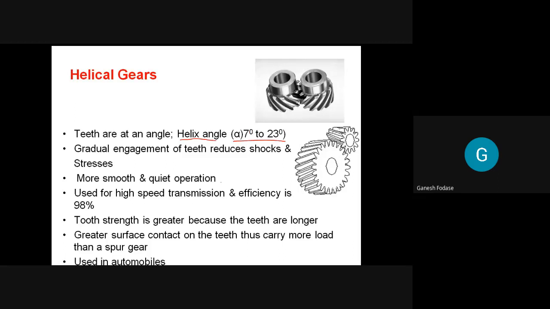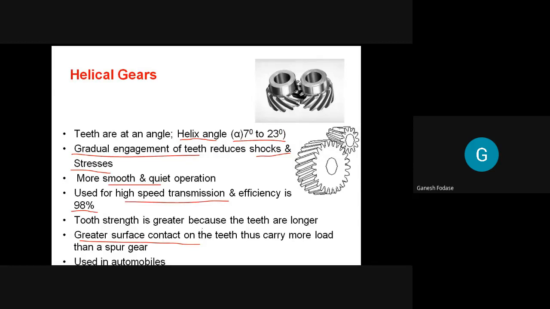degrees. We've seen in helical gear, as the teeth are inclined, there is gradual engagement, which reduces shocks and stresses during meshing of the gears. So the operation that we obtain by using helical gears is smooth and quiet. We've also seen these gears are used for high-speed transmission, and the efficiency of this drive by using helical gears is about 98%. One more thing, tooth strength is greater because the teeth are longer, and we also see greater surface contact on the teeth. Thus, they carry more load than a spur gear. And you can see helical gears are widely used in automobiles.